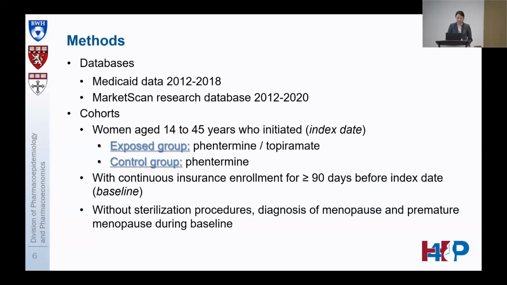So for the exposure group, we included the ones who initiated phentermine plus topiramate combination therapy. And for the control, we included patients with phentermine treatment. We required at least 90 days before the index date, which is the initiation date, of continuous insurance enrollment to capture the information. And we further required that patients do not have sterilization procedures, diagnosis of menopause or premature menopause during baseline, because those patients will have a different probability of becoming pregnant.